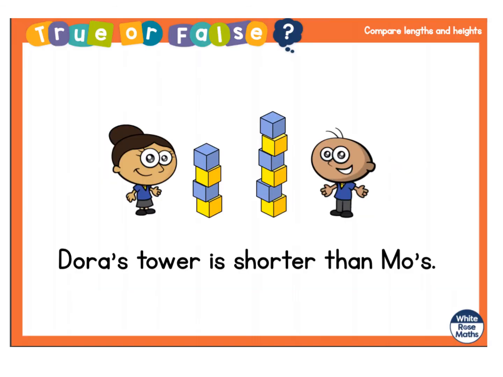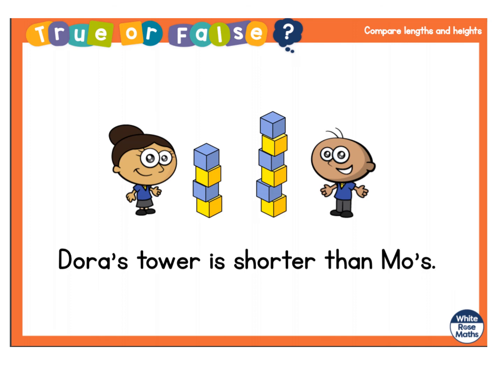Right then, before you go onto your worksheet, it says here, Dora's tower is shorter than Mo's. So Dora is the girl and Mo is the boy with two little bits of hair. So Dora's tower is shorter than Mo's. How could we find out? Is that true or false? How could we find out?